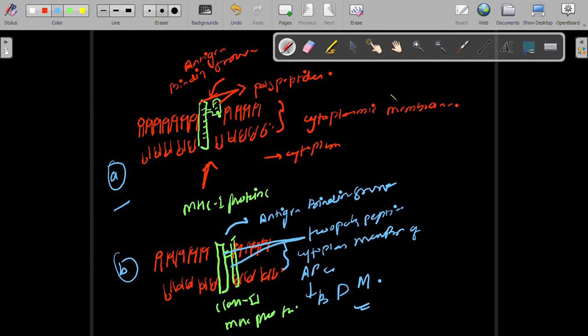So I have drawn just two figures in order to visualize the structure of class 1 and class 2 MHC molecules, how antigen binding groups are present, what kind of polypeptide structure is present, and how it is present inside the plasma membrane of the normal nucleated cell and the antigen presenting cell. In the consequent lectures, we will discuss the detailed structure of the MHC molecule.